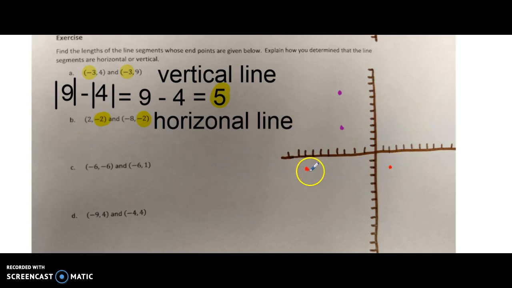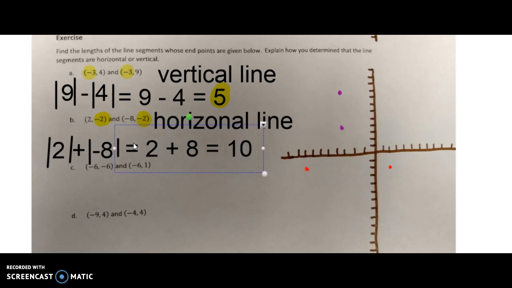This time I'm going to take the distances and I'm going to add them because these are in 2 different quadrants. So I'm going to take the absolute value of 2 and I'm going to add it to the absolute value of -8. So once again, put in your absolute value lines, and that's going to give us 2 plus 8, which is going to give us 10. So our final answer here is 10.